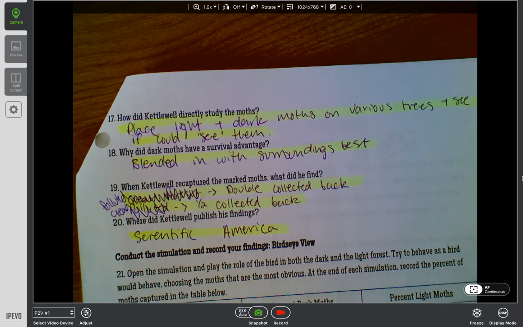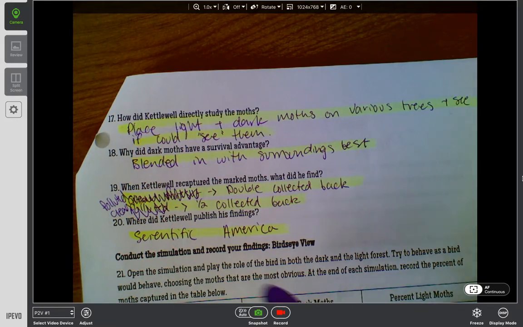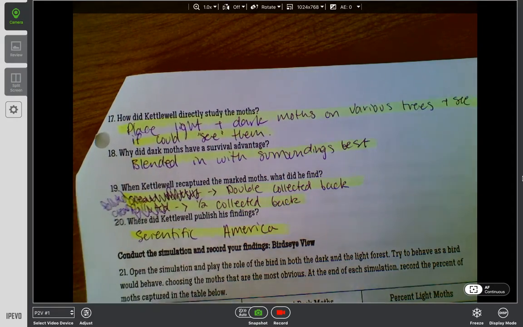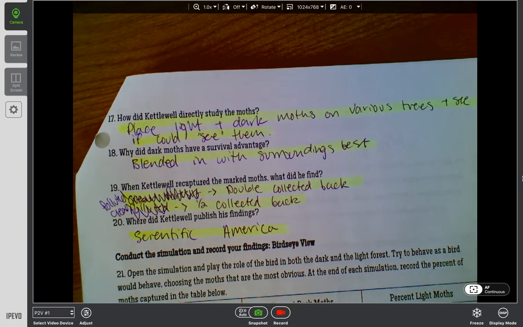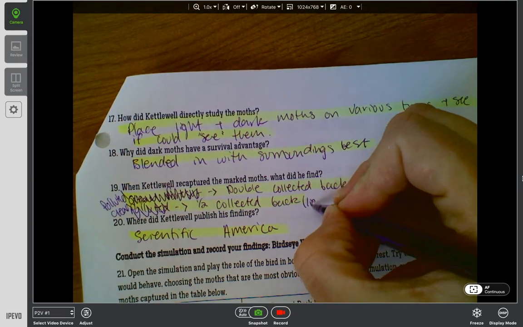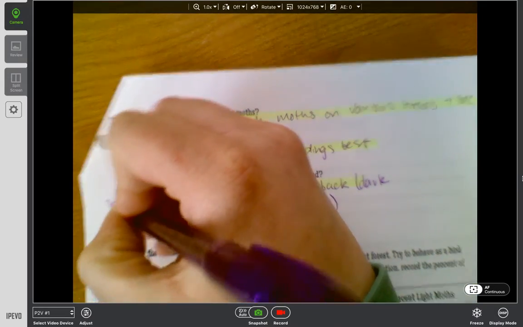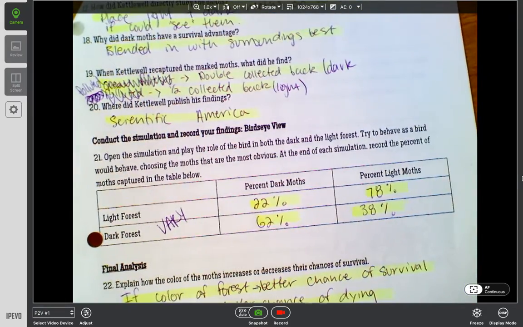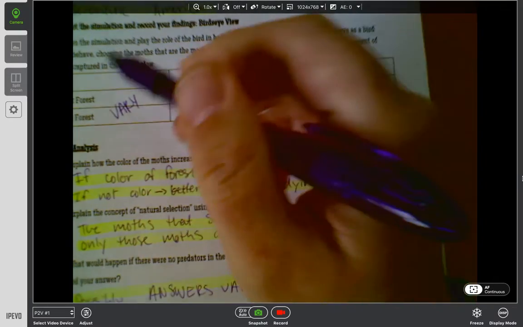When Kettlewell recaptured the marked moths, what did he find? In the polluted area, he collected double of the black ones, and where it was polluted, they collected about half of the white or light colored. Just to make that a little more clear there. Where did Kettlewell publish his findings? Scientific American.